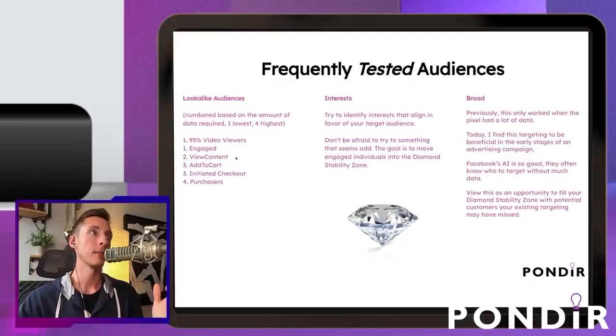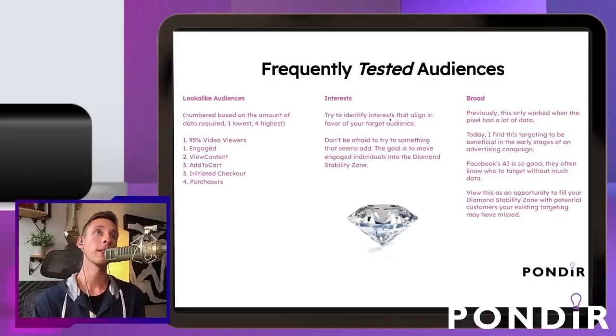Maybe view content, but add to cart, initiate checkout, purchases, definitely wait on these. For add to cart, I'm looking at least for 1,000 add to carts, initiate checkout, same, and purchases, same. So really once I hit 1,000 in each one of these is when I move into it. View content, I'm looking for 5,000 to 10,000 of these. And then you can launch those lookalikes.